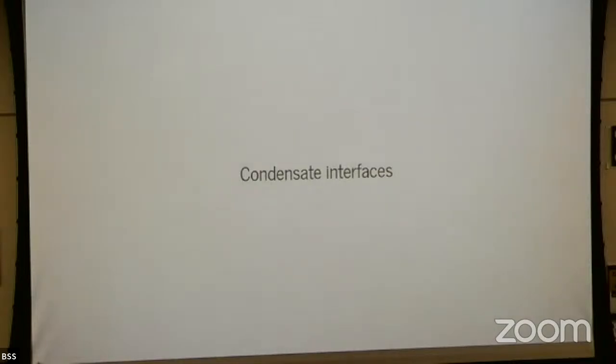All right, great. Okay, so for the last 30 minutes or so, I'd like to talk about interfaces between different condensates.